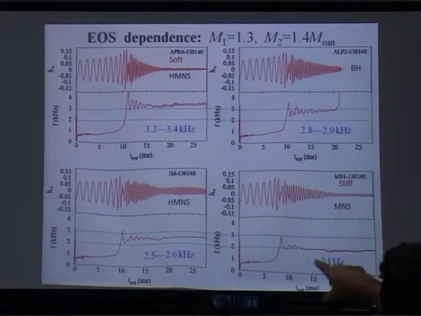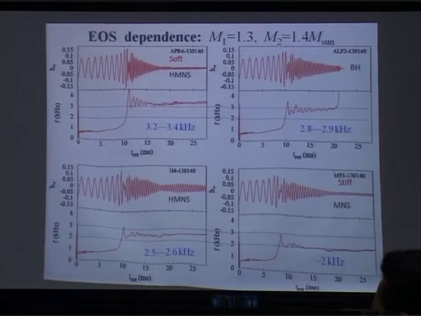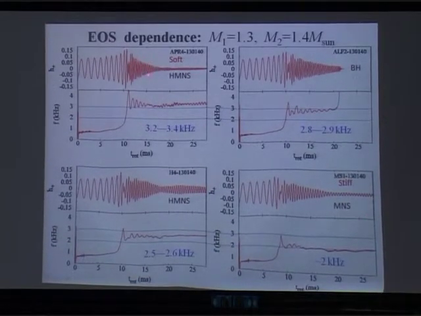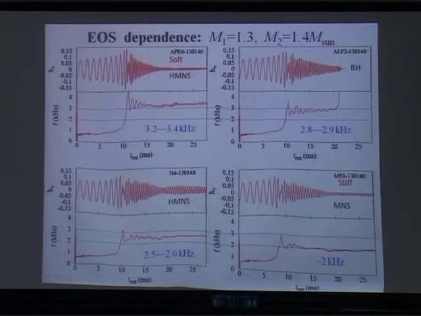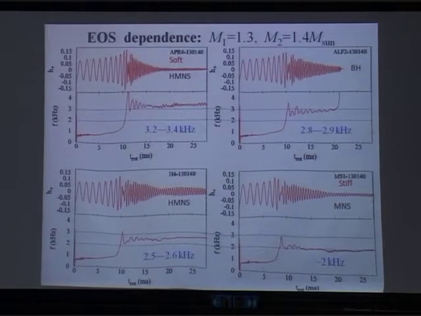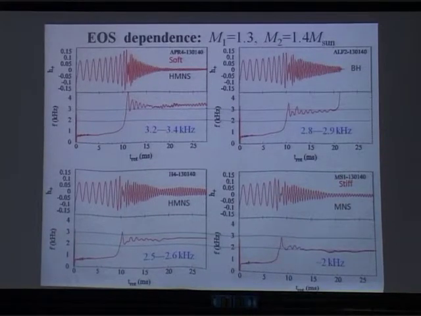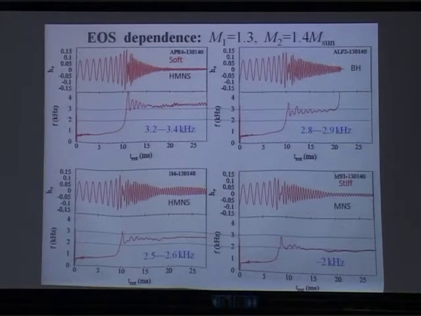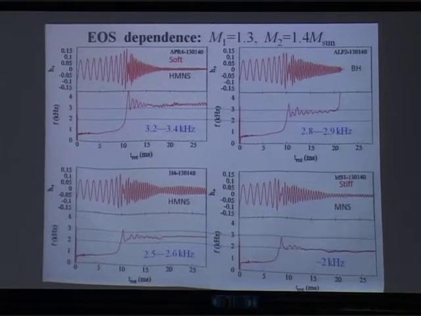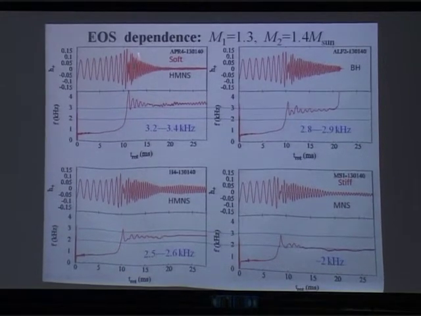You see this signal amplitude goes down and then goes up. Is it because of the pulsational modes in the neutron star? Yes, this is by pulsation, but anyway, the amplitude gradually damps. And this is due to the fact that during the hypermassive neutron star phase, it interacts with the envelope. The angular momentum is transferred to the envelope, and as a result, the spin of the hypermassive neutron star decreases, and then the amplitude decreases.